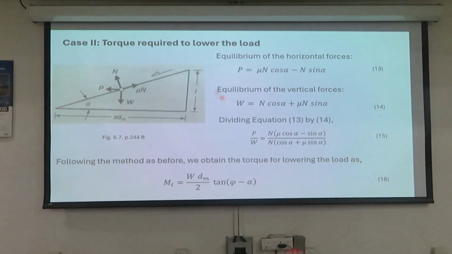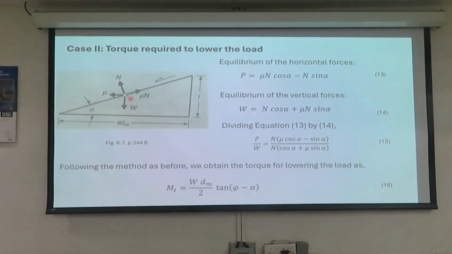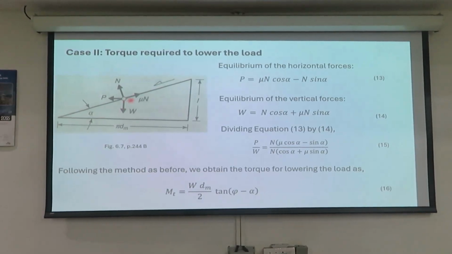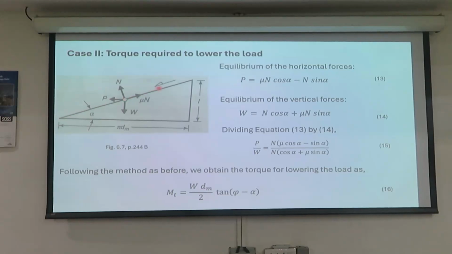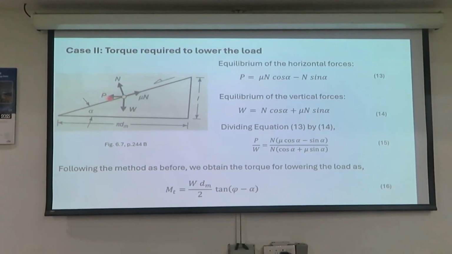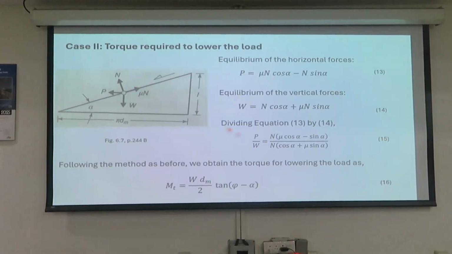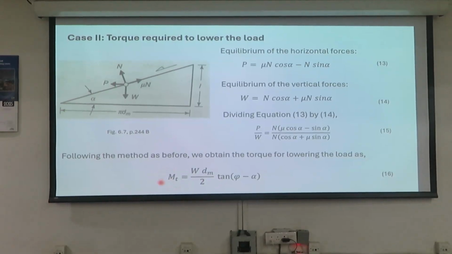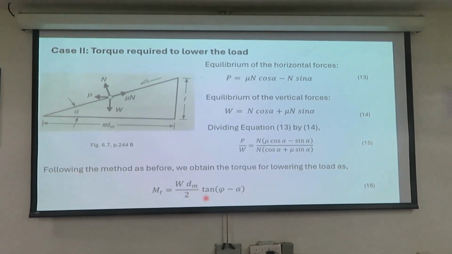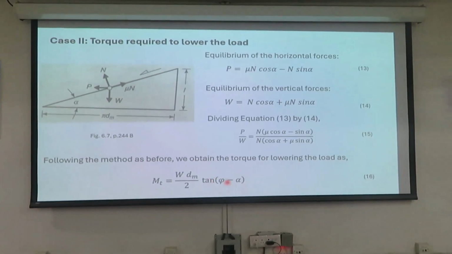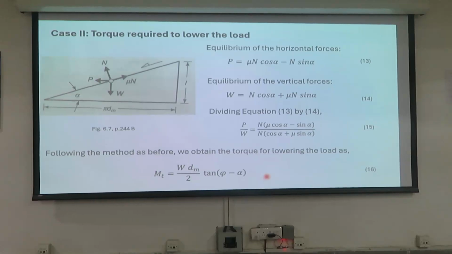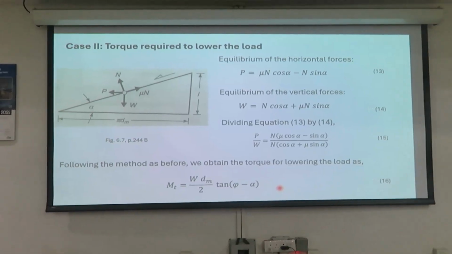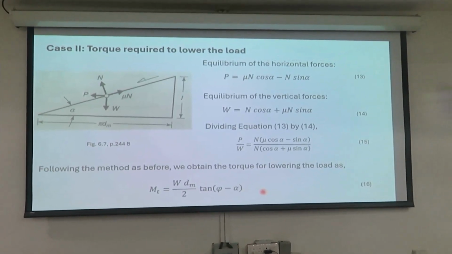Now if you want to lower the load, then same thing, but you have to see the force balance here. In this case, the friction force mu N is in the opposite direction. So you apply P in this direction to balance them out, and then you write these equations, which you can go through, and we can get the torque by this equation, where tan(phi minus alpha) comes. So there are 2 situations, case 1 to lift the load and case 2 to lower the load. Our calculation today will be for raising the load.